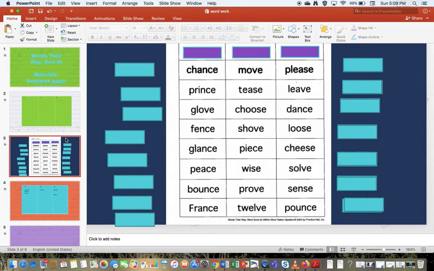And then after you have all of the words written down in the correct column, please take a picture of them and upload them to me. And that is your word work for today.